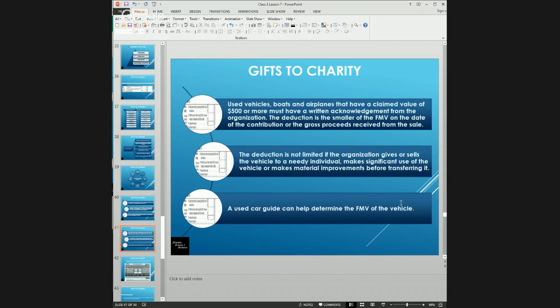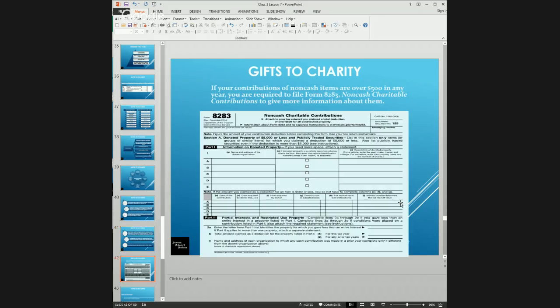We do use the used car guide to assist us in determining the fair market value of vehicles on the dates that they are transferred.